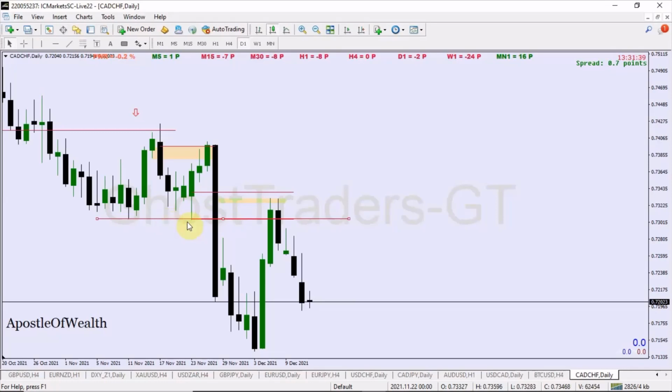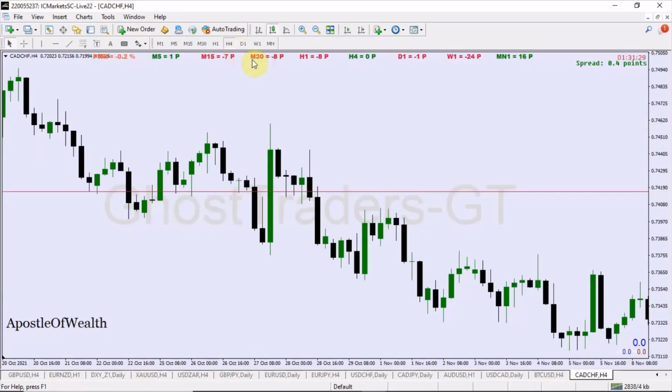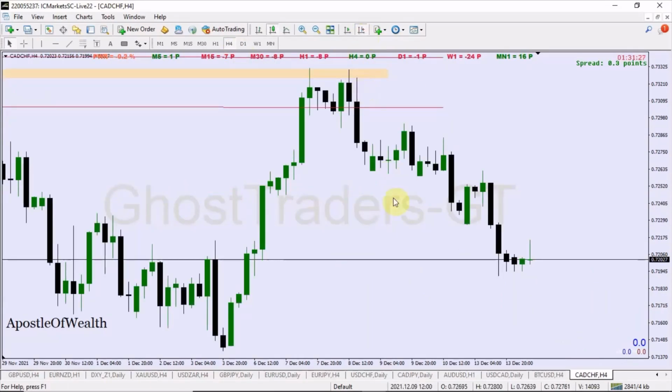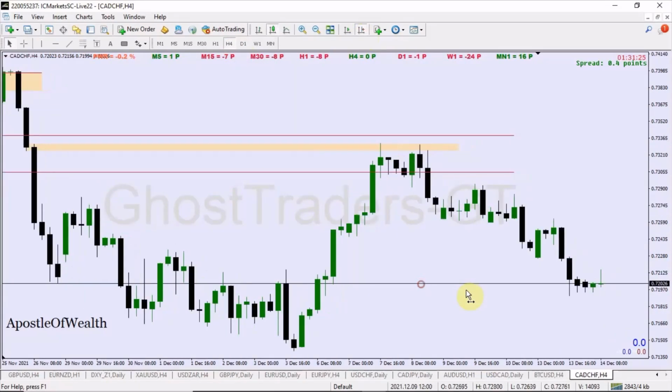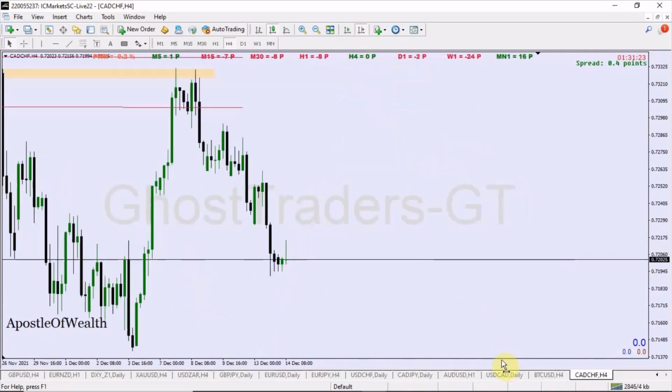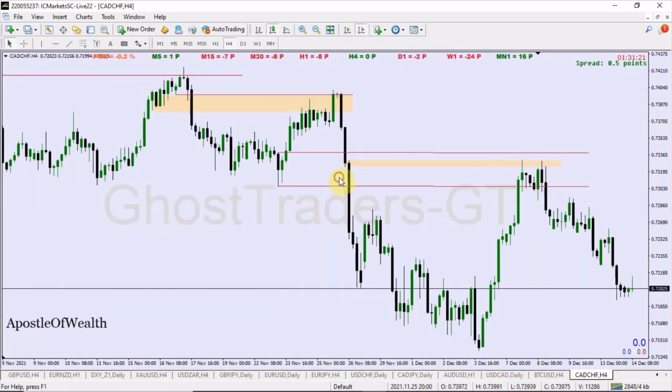So let me just remove this, as it was for the higher time frame, because it lines up with the smaller time frame. I remove it so that we can see clearly what we have. If you switch to the 4-hour time frame, let me just make this smaller a little bit. So if you look at the 4-hour time frame, this is what we have.